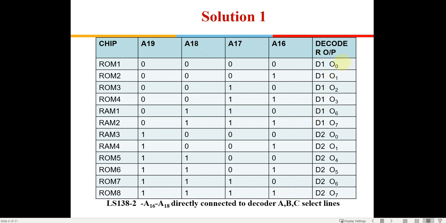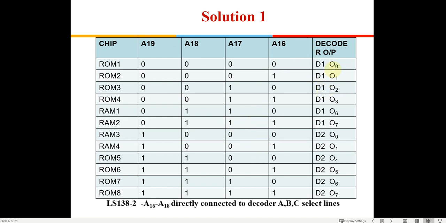So in this particular example, we have 12 different combinations, because we have a total of 8 ROMs and 4 RAMs. So a total of 12 different combinations are required. So we require two decoders. One decoder can give a maximum of only 8. So we require 2 decoders. In this particular example, 12 different combinations have to be assigned, and 4 combinations of A16 to A18 we have to neglect.